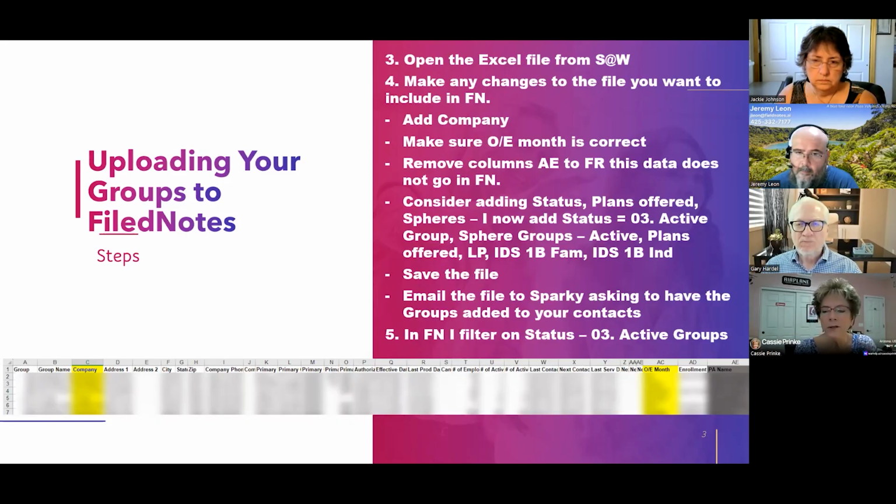Then I simply took that file, emailed it to Sparky, and basically told Sparky, please add these groups to my contacts. And as I mentioned, once I'm in Fieldnotes, I can filter on that status, which is active groups, and it can pull up a complete report for me in the Fieldnotes system of my active groups. If I want to know what open enrollments are coming up in the next quarter or anything like that, I can further organize the data that way. So that's how I initially got the groups into Fieldnotes.